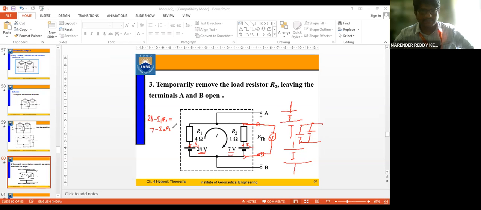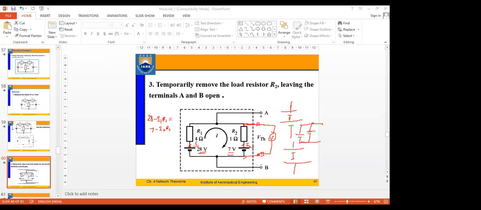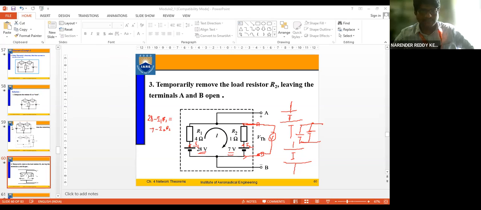Is it possible? Because somehow I need to get the value of either I1 or I2 to get the value of this voltage drop across A and B. So what happens if we assume... what is the condition we can assume here?